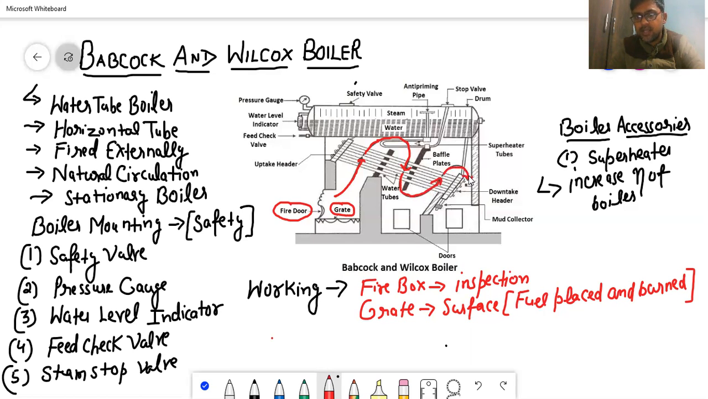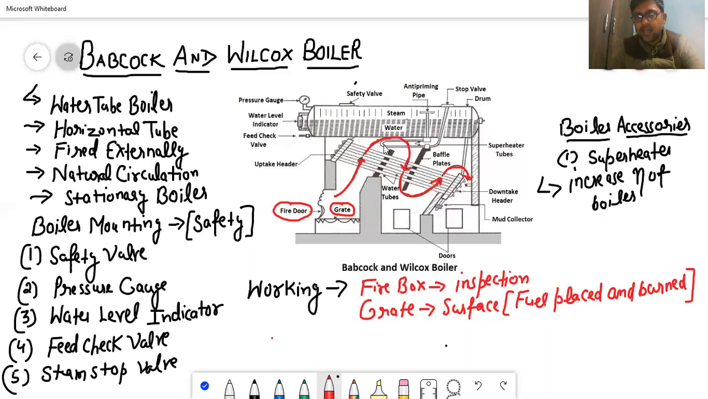Why is it basically done in this boiler? It is basically done to make sure that the maximum amount of heat of the flue gases is supplied to the water tubes that we are having. These inclined tubes, these are our water tubes. Clear? So that it touches them properly everywhere. So for that we are using baffle plates.